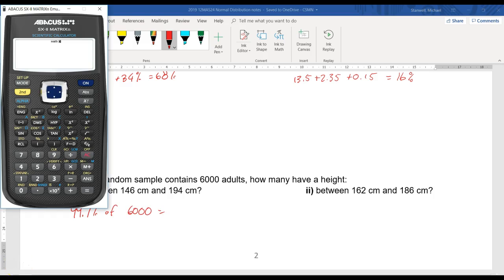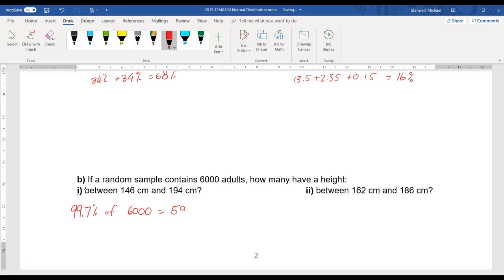Rightio, so 99.7% of 6,000, here's my trusty calculator. 6,000 times 0.997. Equals, and I'm expecting an answer of 5,900 and something. 5,982. So out of those 6,000 people, I would expect 5,982 of them to have a height between 146 and 194.